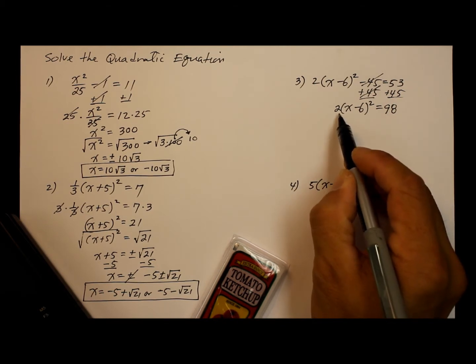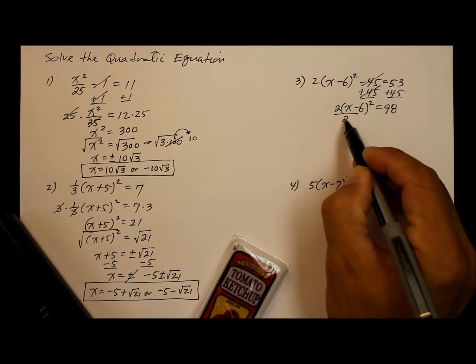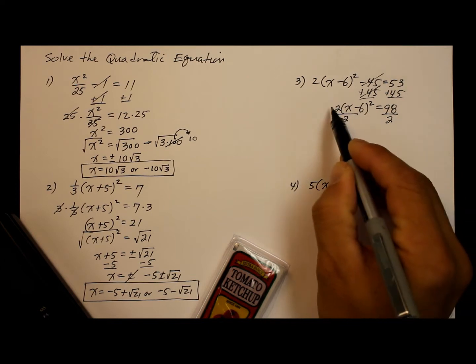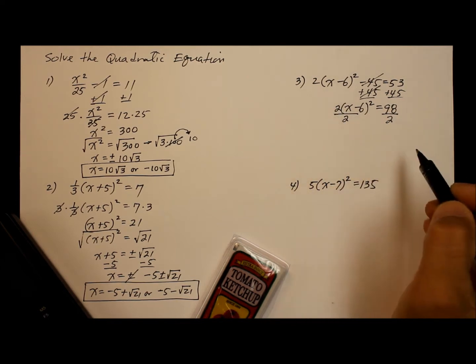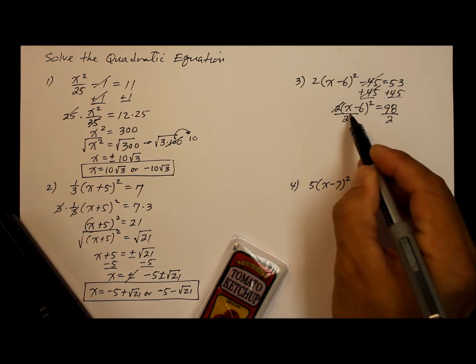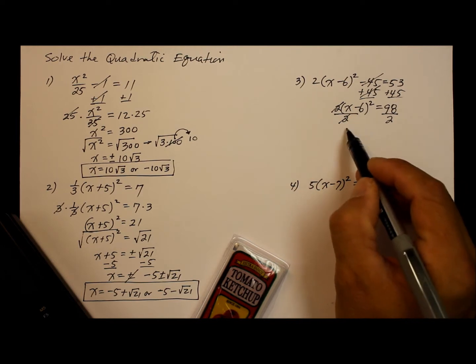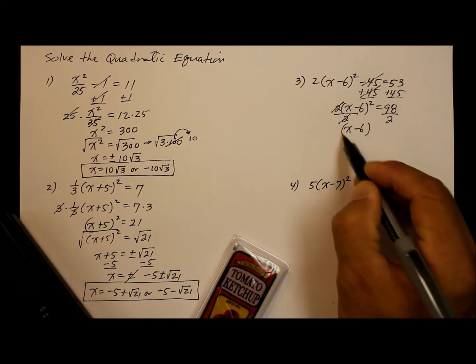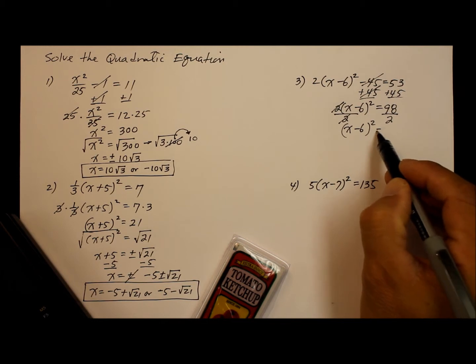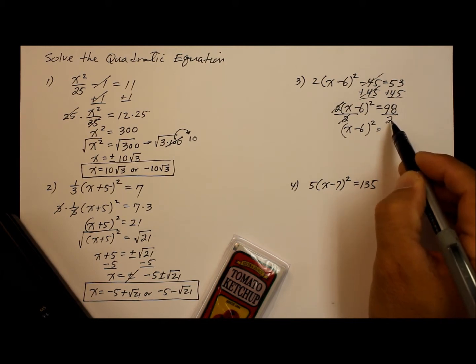Now, we start to get rid of the coefficient 2, so we're going to divide the 2 to both sides of the equation, or you could have multiplied the reciprocal 1/2. So 2 and 2 simplifies on the left side of the equation, leaving you with x minus 6 quantity squared. And half of 98, 98 divided by 2, will be 49.